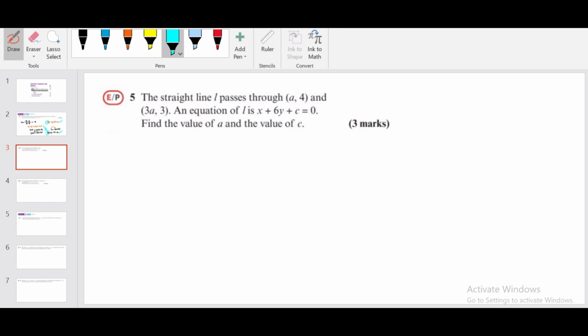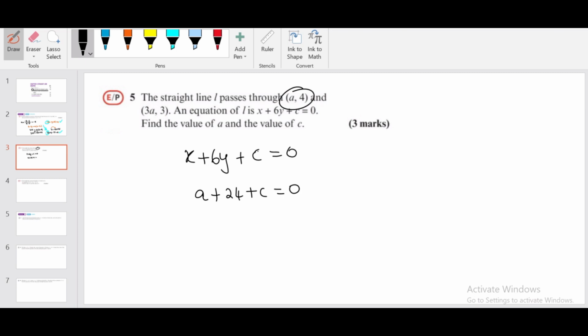The straight line L passes through these 2 points and the equation is given. Find the value of a and c. Sub in the points into the equation. You have the equation x plus 6y is equal to, I'm going to keep it as minus c. You don't need to keep it as minus c, just put plus c is 0. Sub in the first point here, replace x by a, y by the y coordinate: a plus 6 times 4 plus c is 0. You get the first equation: a plus c is negative 24.